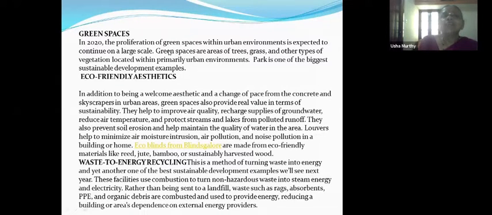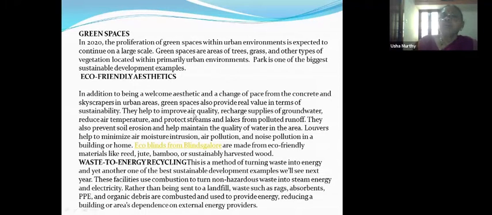So in 2020, proliferation of green spaces within urban areas is expected to continue on a large scale. Sustainable green spaces are areas of grass and other types of vegetation located within primarily urban environments. Parks are one of the biggest sustainable development examples. Wherever in any area, any community, a park should be there. Because of the eco-friendly aesthetics, it welcomes a change of pace from the concrete jungles and skyscrapers in urban areas. Green spaces provide real value in terms of sustainability. That's what we actually need.